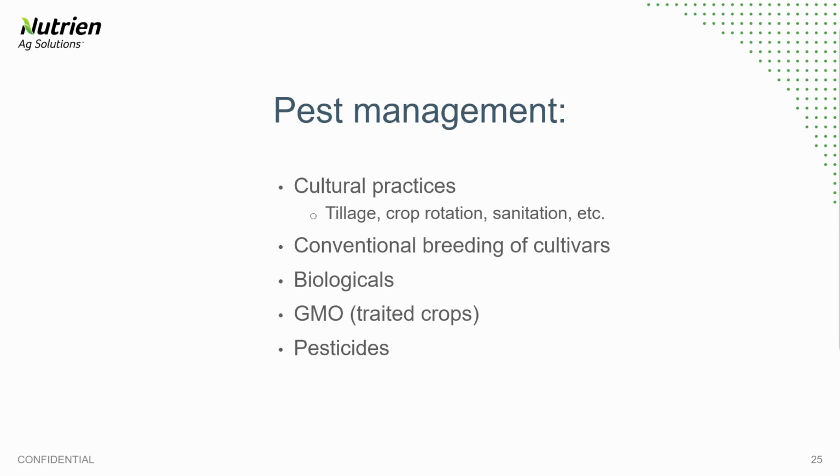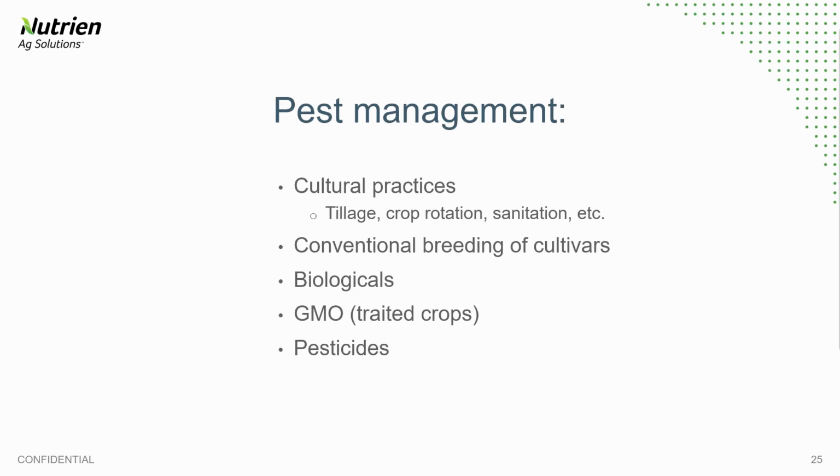While most of us instinctively think of pesticides when asked about pest control, the most important means of managing pests continues to be through cultural practices that disrupt the life cycle of the pest, including tillage, crop rotation, and field sanitation. Conventional breeding of crop varieties and hybrids is also important as it builds qualities in the crop that reduce the impact of a pest without having to use a pesticide.